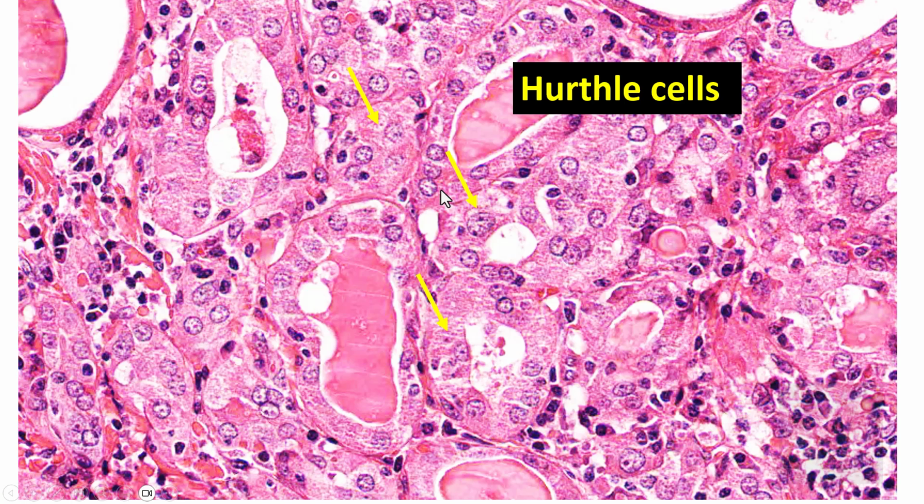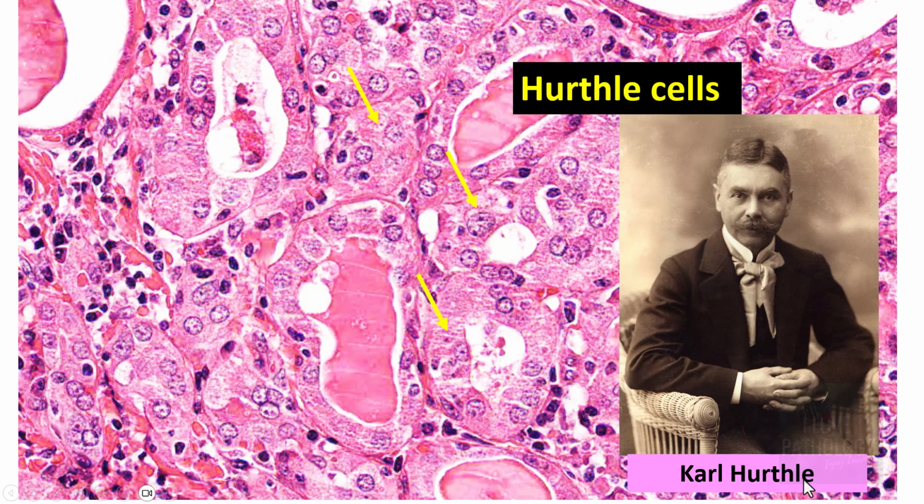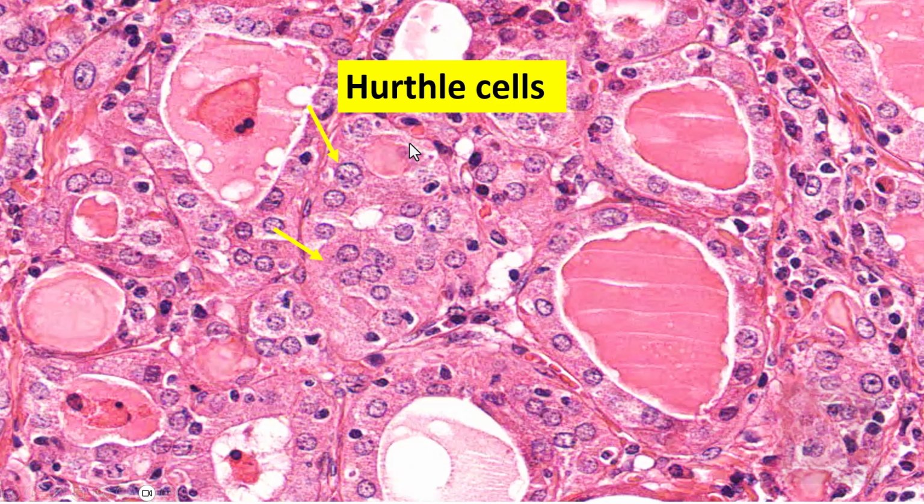This Hurthle cell is named after German pathologist Karl Hurthle, who first identified these degenerating follicular epithelial cells. They are large cells, they have abundant eosinophilic granular cytoplasm, and the nuclei are also enlarged. Very characteristic features. These are basically degenerated or degenerating thyroid follicular epithelial cells. What are these cells? Hurthle cells.